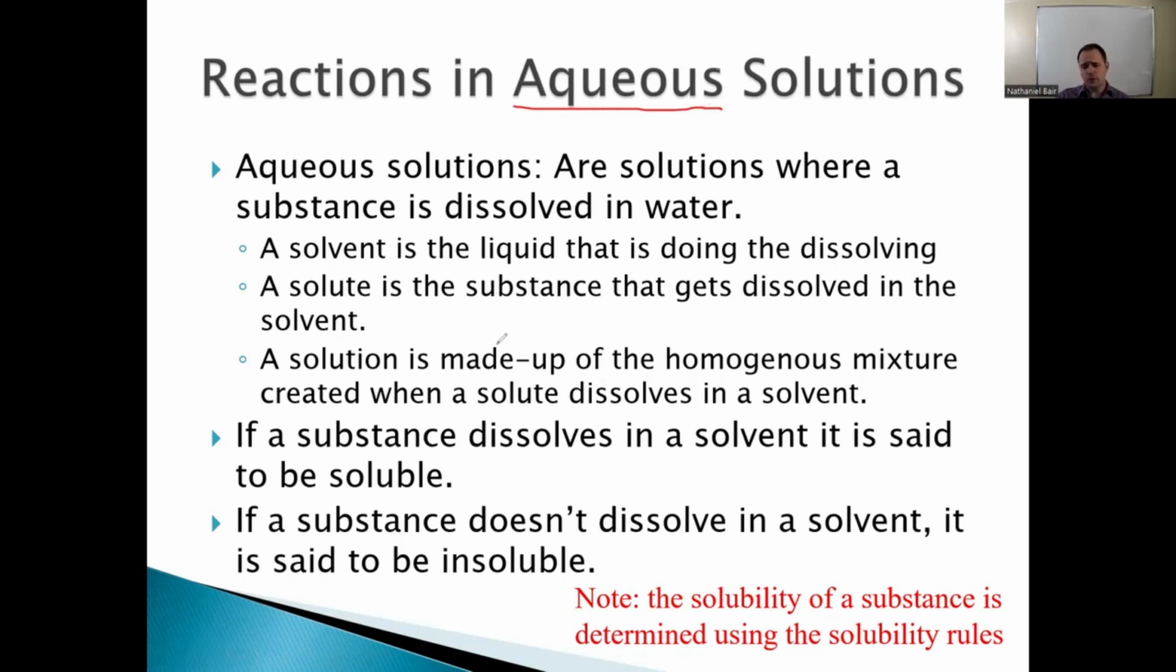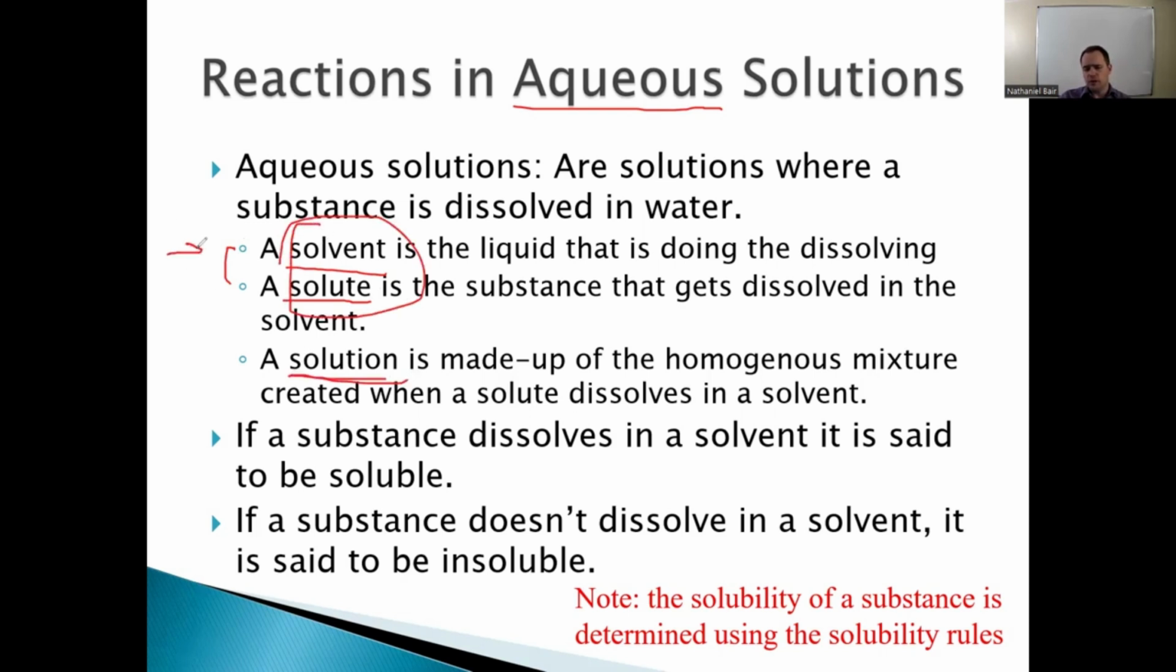So we should talk about a couple terms when it comes to solutions. The thing that does the dissolving is called the solvent. So if we have an aqueous solution, the solvent would be water. The thing that gets dissolved would be the solute. So if I am making a saline solution, my solute would be sodium chloride. That's the thing that gets dissolved. And once the solute is fully dissolved in the solvent, we have a solution. So the solute and solvent together make the solution.